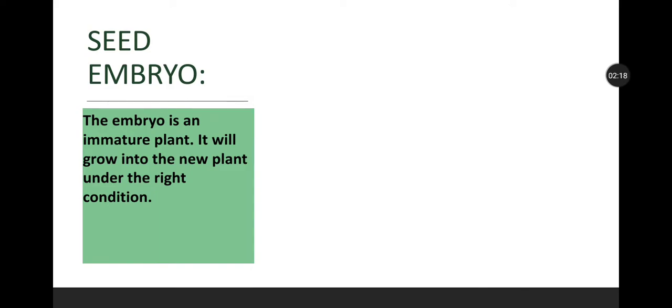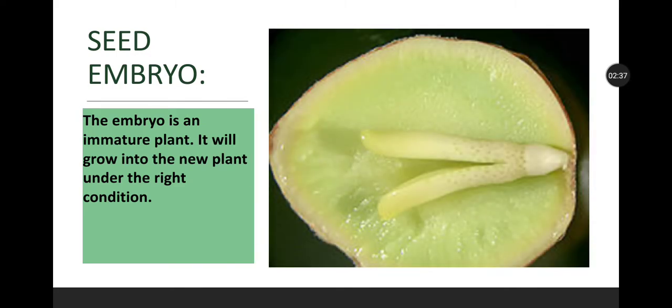Seed embryo. The embryo is an immature plant, which is not even mature, or we can't say that this is an adult plant. This is an immature plant that has to grow into a new plant under the right conditions. You can see this V-shaped part. This is called an embryo.